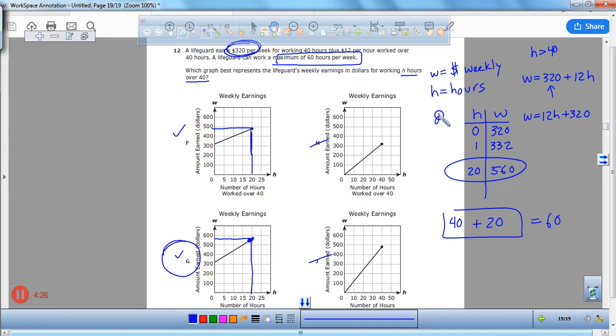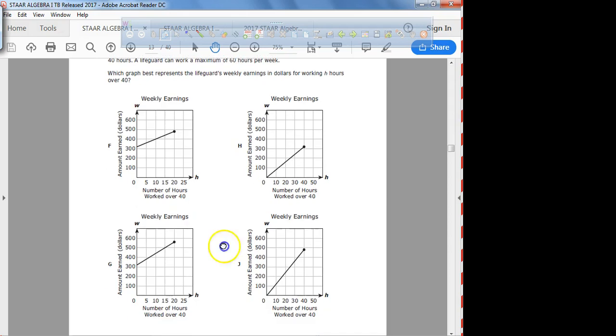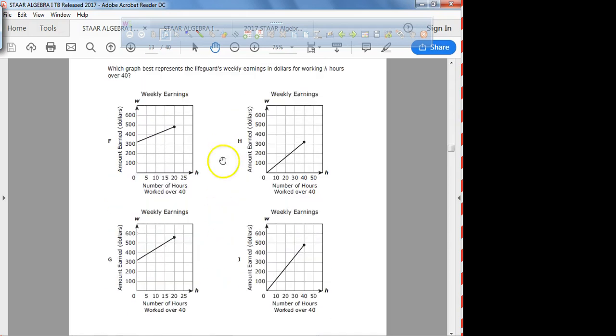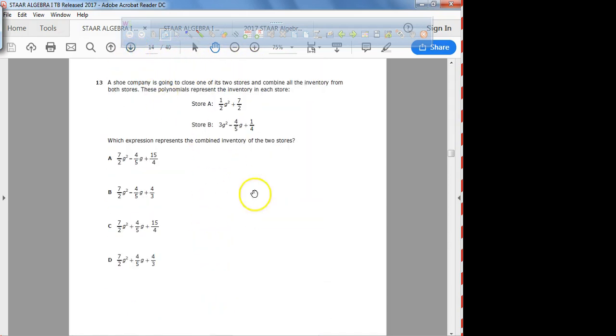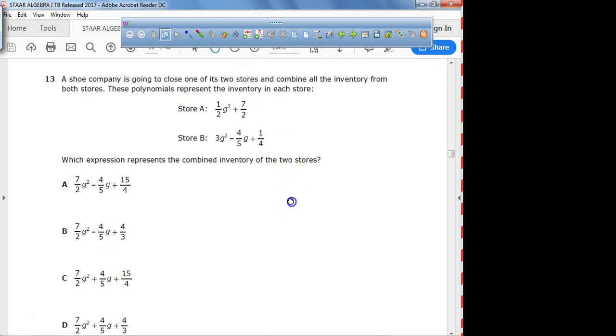Just remember, everybody, this is your domain, and the money is your range. Okay? Answer 12 is G. We're going to go to the next page. Here we go. Let's look at this. Number 13. Zoom in just a bit. I might be able to see.